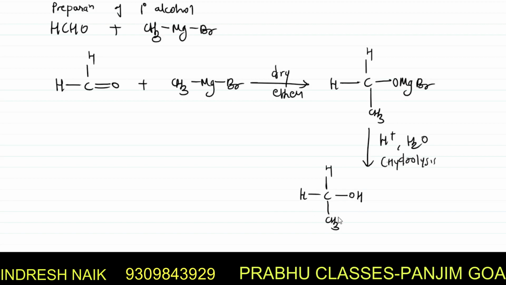What is this? If I write it, this is the first carbon. There are just two carbons, no? I can write it in this format: CH3CH2OH. What is this? Ethanol. Byproduct is MgOH Br. So this is the method for the preparation of the alcohol.